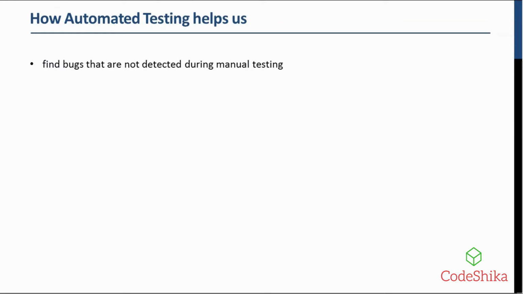Now let's see how automated testing helps us in our project development. First, we can find bugs that are not detected during manual testing, because some tests might be missed by a human in manual testing. Second, we can execute the same test suite repeatedly, meaning whenever we add new code or make any changes, we can run the same test suite to check the new changes have not affected our application's behavior. Third, human efforts are reduced, because of automated testing the human efforts required to test a software repeatedly are reduced.